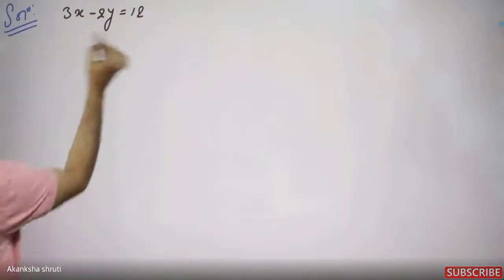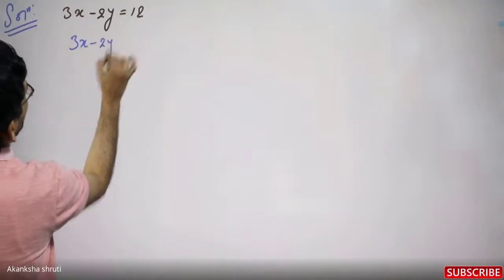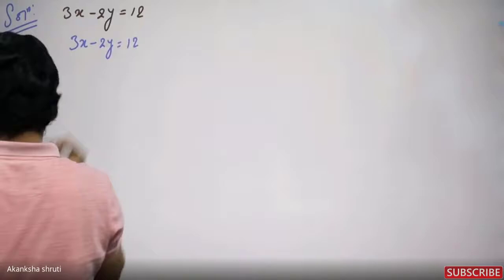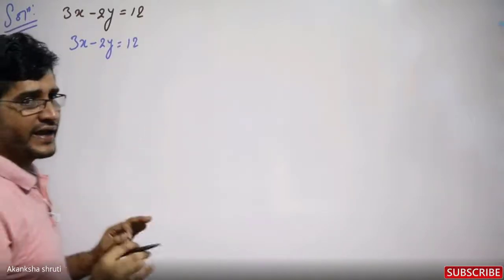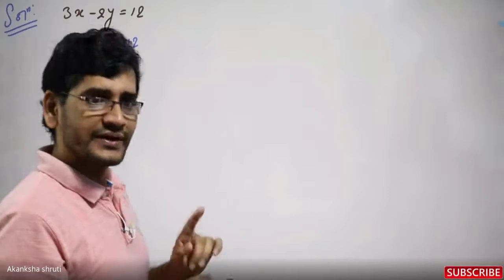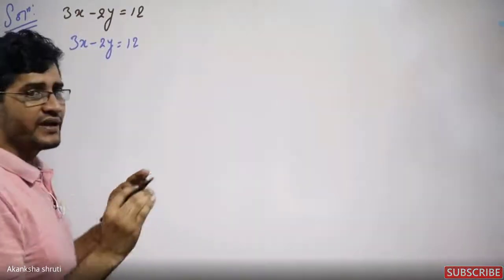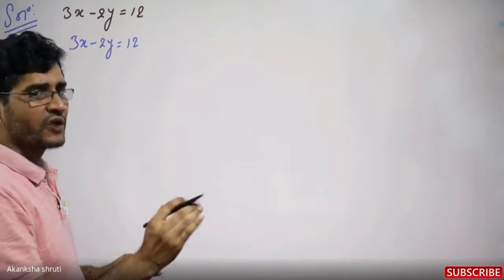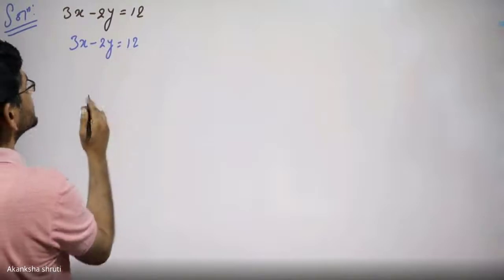Our given equation is 3x - 2y = 12. So our first task is to tabulate the solutions. Step 1 is to find the solutions, at least 3 or 4, and we have to tabulate them.